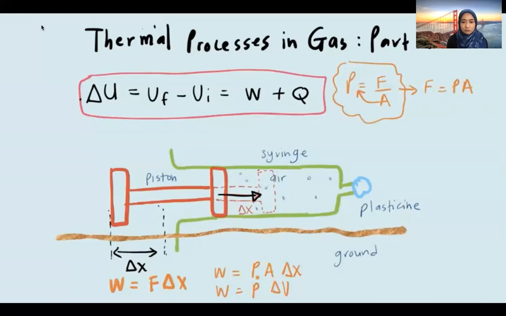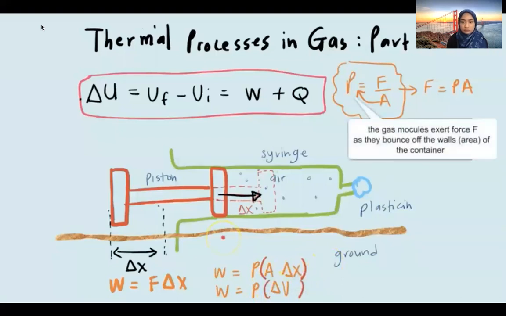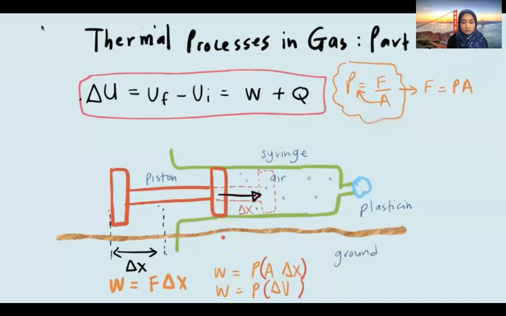If we were to relate work done to a gas system, again, area times the distance or area times the height is equal to delta V. So work done can be described as pressure times volume change. Does that sound more relatable to a gas system? Yes. So work done on the gas system is equal to P times delta V.